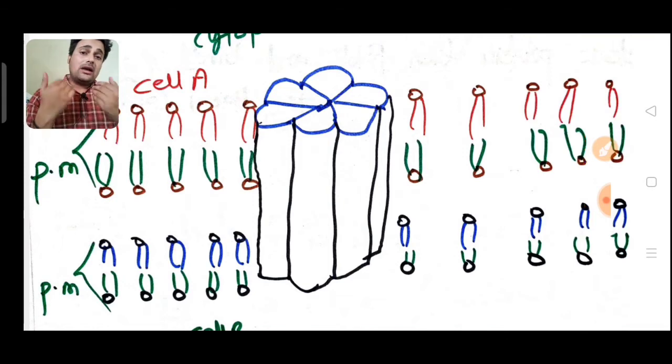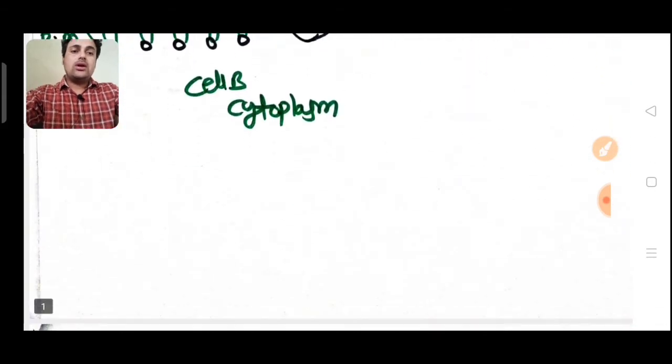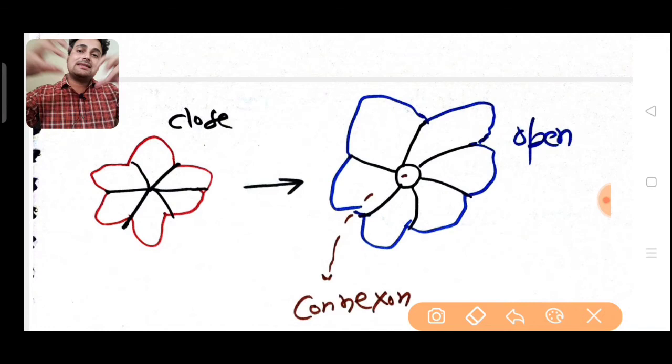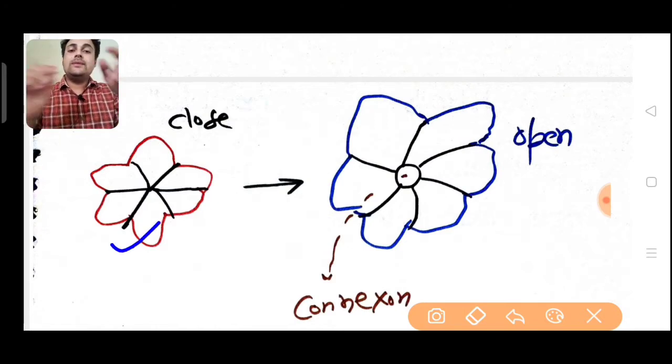Now I have already told you that it enhances the strength of your signal, and your signal can be electrical or it can be chemical. So let's take a look at how it looks when it is closed, and how it looks when it is open. As you can see here, when your 6 connexin proteins are totally closed and nothing is happening between the cytoplasm of the neighboring cells, then this structure is presented here.